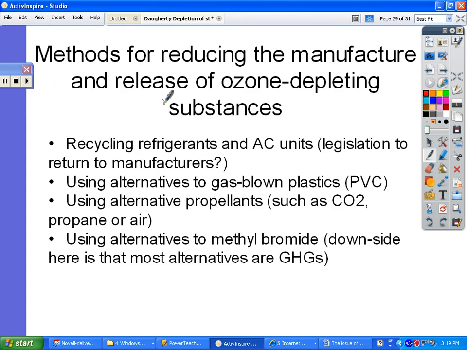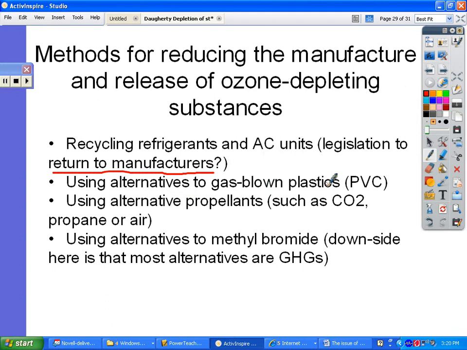Okay, so what are some methods for reducing the manufacture and release of these ozone depleting substances? Really importantly is to recycle items that have the CFCs in them. Don't just take your old refrigerators or AC units to the landfill, because if you just dump them in the landfill, that's going to leak CFCs out into the ecosystem. So they have to be carefully controlled. An idea is to put in legislation to have to return these types of things to the manufacturer, so the manufacturers are responsible for disposing of them properly.